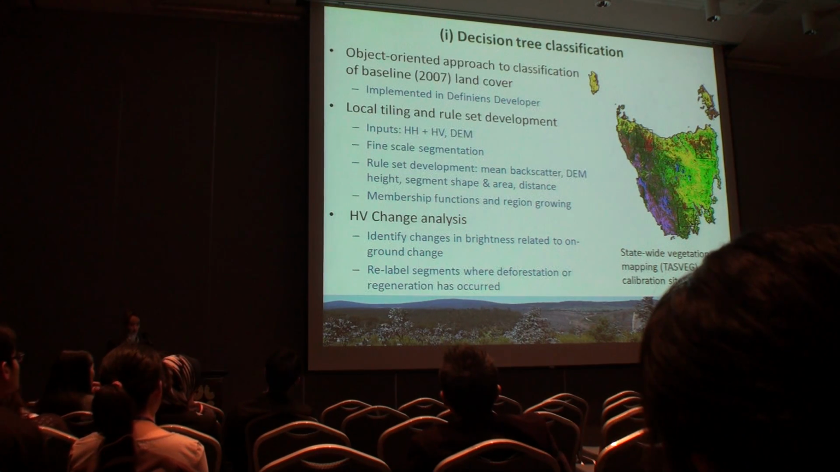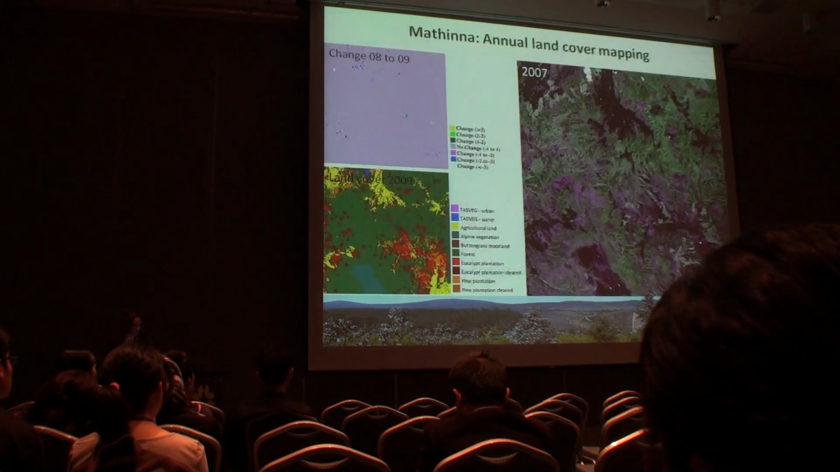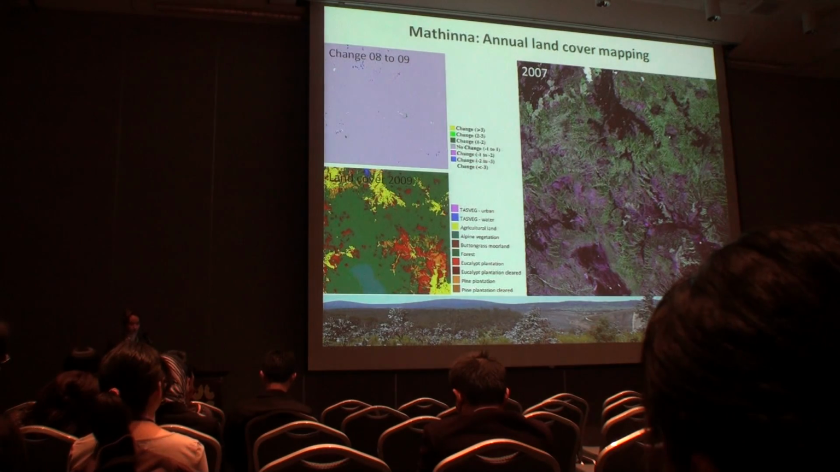And basically using that change information, we relabeled or recoded the segments where that change had occurred to then produce subsequent land cover maps for the rest of the time series. So just an example here of the annual land cover mapping and some of the change analysis.